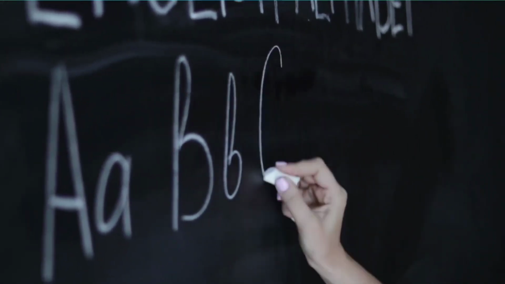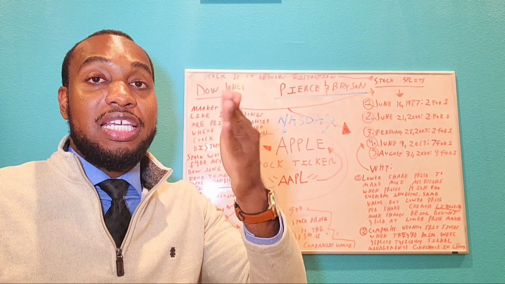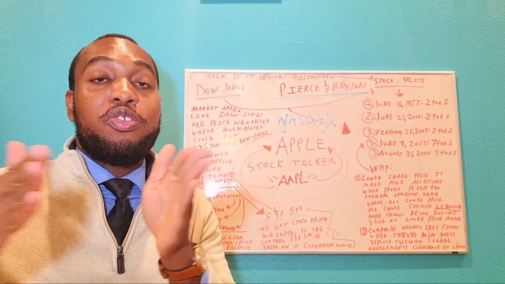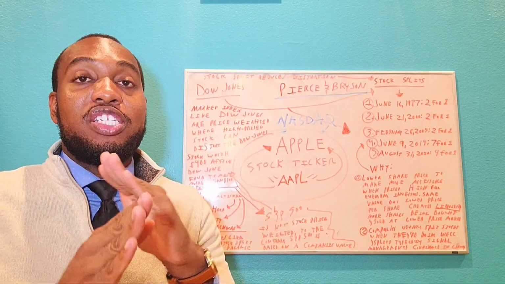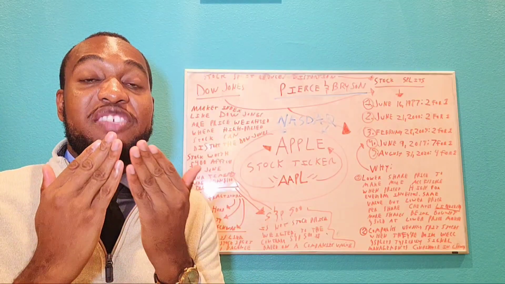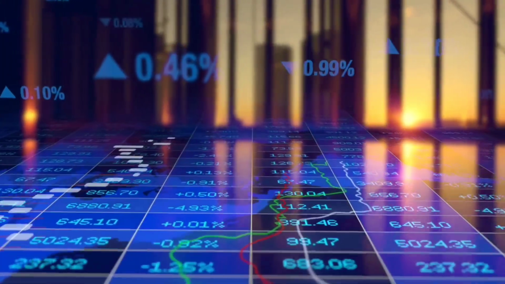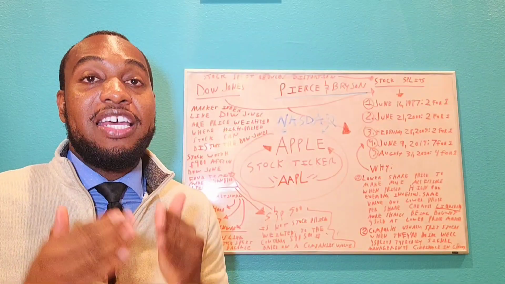When I say stock alphabet, you know how you count A through Z, A, B, C, D, E, F, all the way through Z, just like the alphabet. There's 26 characters in the alphabet. We believe in selecting 26 different companies of stocks to invest in, which creates quite a diversified portfolio.